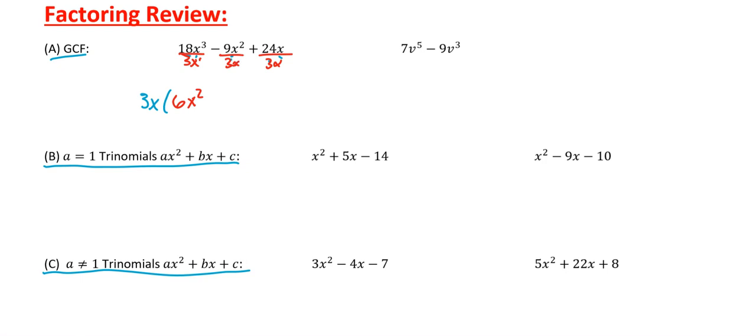9 divided by 3 is 3. It's a minus, so negative 3. And then again, we subtract the exponent, so it's just 3x. And then 24 divided by 3 is 8. And 1 minus 1, the x's are canceled. So this would be our factored answer.